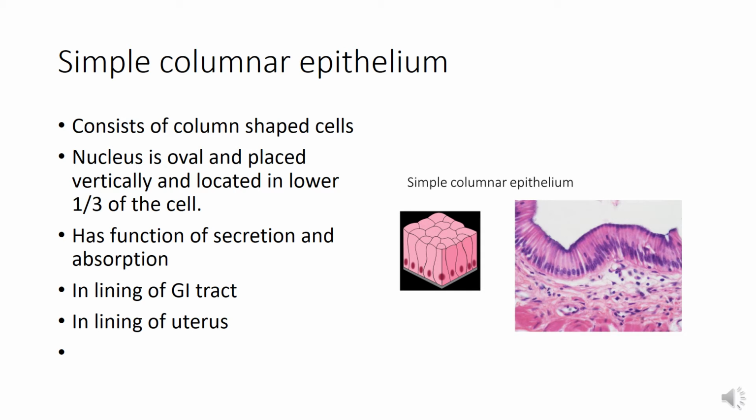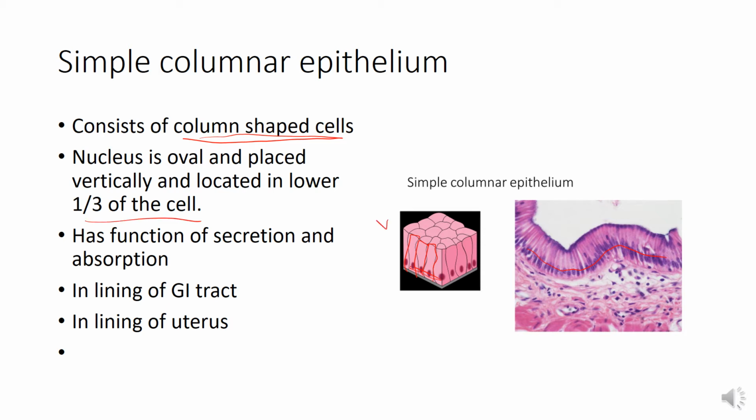Simple columnar epithelium consists of column shaped cells. As I have told you before, you can see here a single layer of column shaped cells and their nuclei lying in a row. You can see here they are lying in one row. The nucleus is oval and placed vertically and located in the lower one third of the cell.